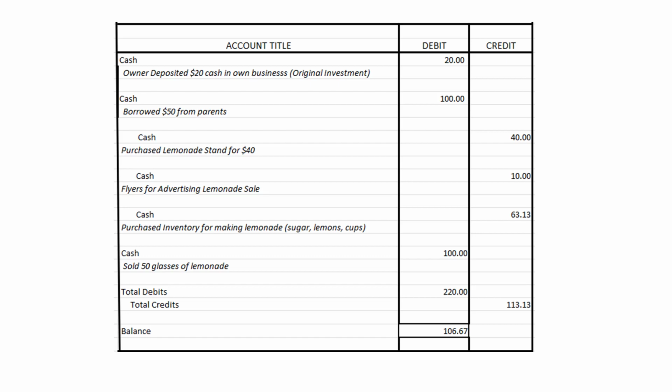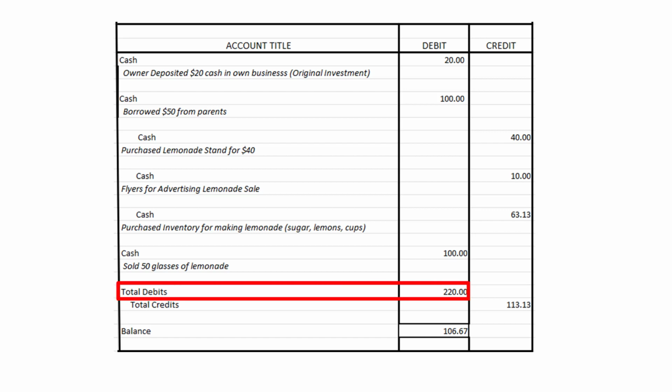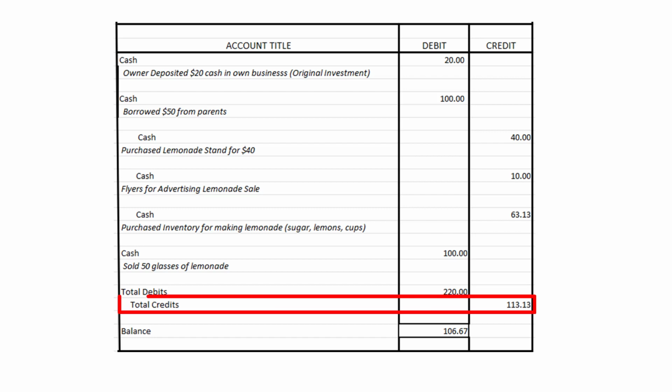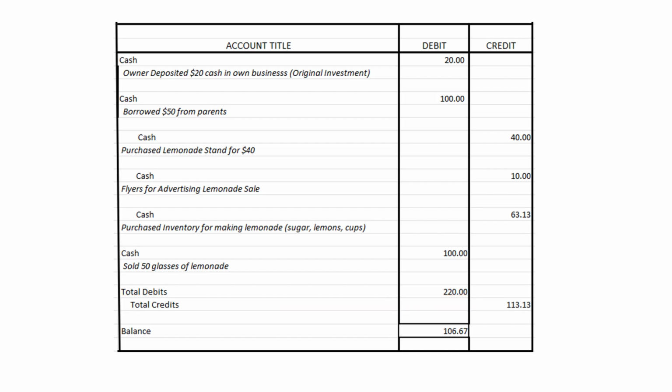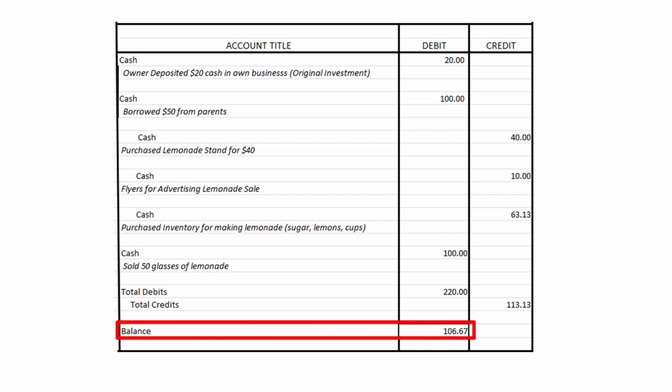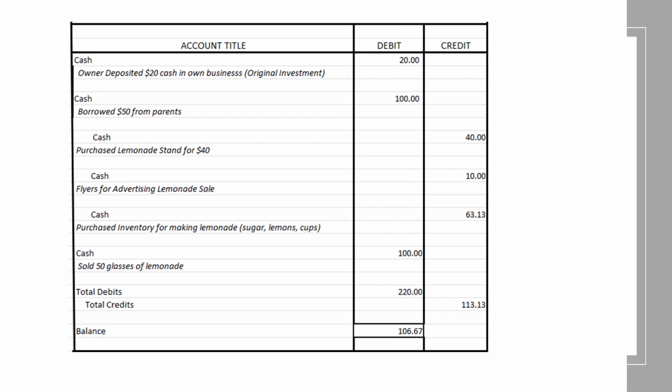If we look at the journal transactions involving cash, we can see that the total debits are $220 and the total credits are $113.13. This means that Johnny has a balance of $106.67 in cash. Therefore, Johnny does have a sufficient amount of cash to purchase the inventory. The transaction is added to the general journal.